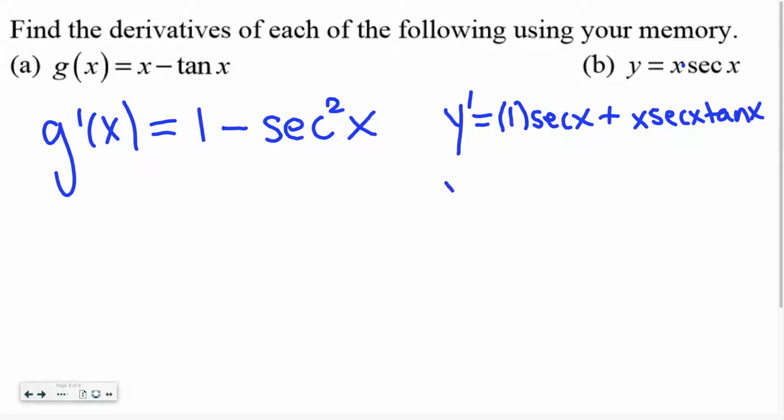Okay, and I really don't like that it just says 1. So we have secant of x plus x times secant of x tangent of x. Don't get fancy, just leave it like that. Okay, I know there's a secant of x in common, but it does you no good to factor it out. Just leave it. Next chapter we'll factor it out.